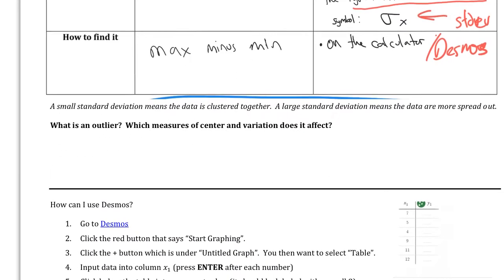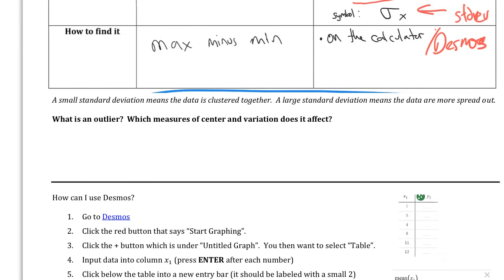A couple other thoughts here before we talk about Desmos. If we have a small standard deviation, that means the data is clustered together. So when I gave that example of all the tests being 88, 89, or 90, whatever numbers I used, that would be a small standard deviation. But the ones that were very spread out, from all the 50s all the way into the 90s, that would be a large standard deviation because the data is more spread out.